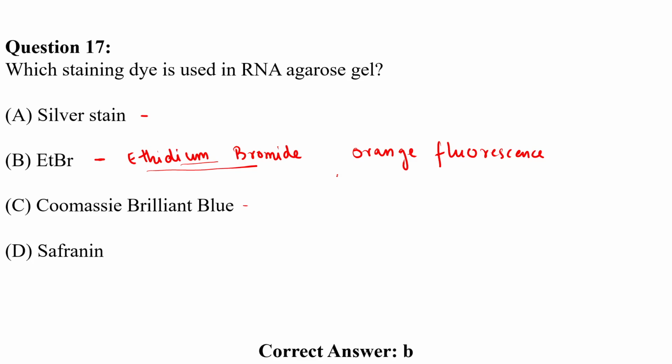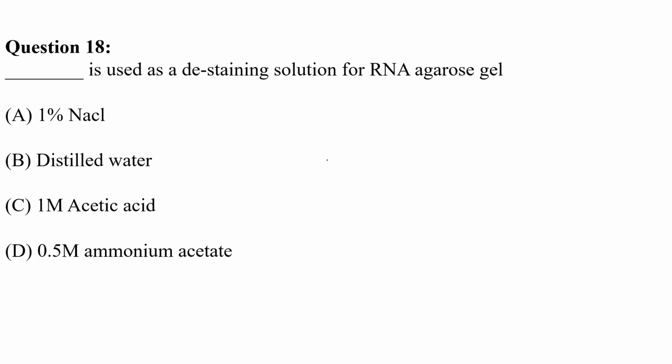Okay, moving on to the last question of this discussion. Dash is used as de-staining solution for RNA agarose gel. What do we use for de-staining the RNA agarose gel? We saw we are using ETBR to stain the gel. How do we de-stain it? Option A, 1% NaCl. Option B, distilled water. Option C, 1 molar acetic acid. And option D, 0.5 molar ammonium acetate.